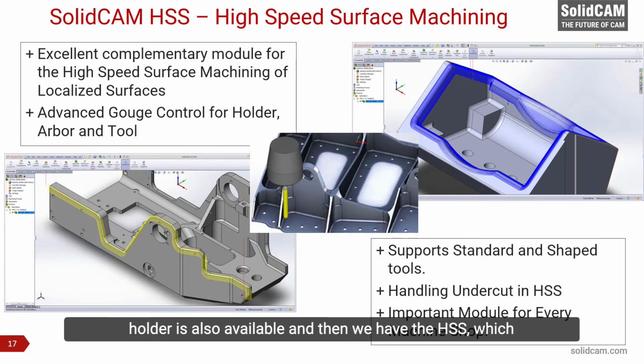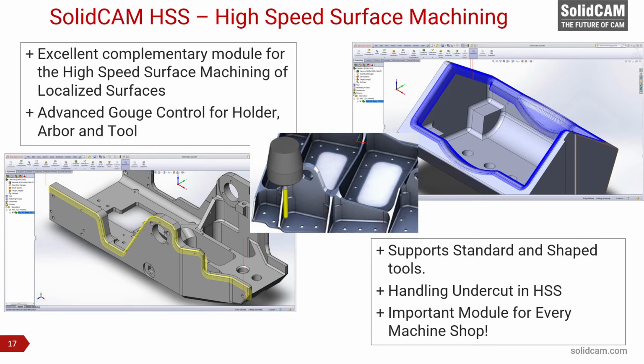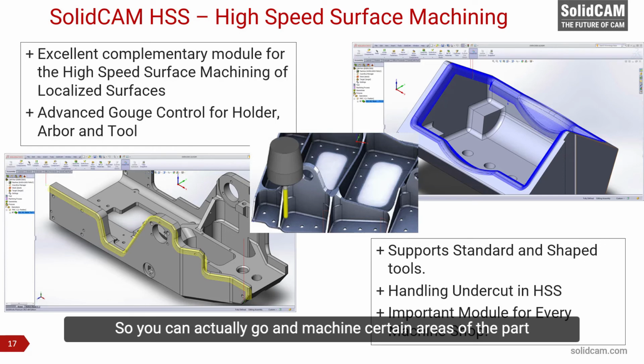And then we have the HSS, which is the high-speed surface machining. It's an excellent complementary module for high-speed machining of localized surfaces, with advanced gouge check for holders, arbors, and tool with the part. And it supports standard as well as shape tools. It can handle undercut machining, and it's a very important module for every shop, including the mold makers. So you can actually go and machine certain areas of the part without the need of defining any boundaries or anything. Just pick the surface and the toolpaths are created.